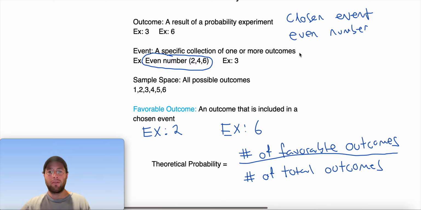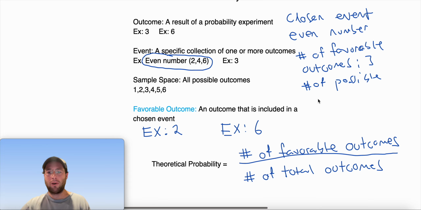And then the number of favorable outcomes is 3, because we have either 2, 4, or 6, so there's 3 there. And then the number of possible outcomes is going to be 6, because that is the size of our sample space, which is the following: 1, 2, 3, 4, 5, and 6. So we have 6 possible outcomes.